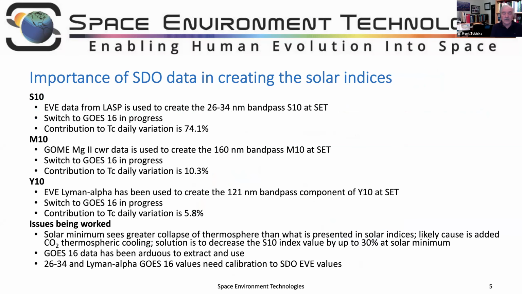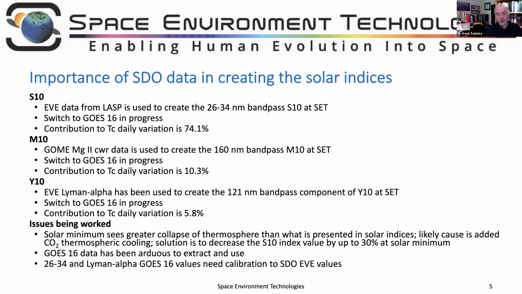So let's see. In these data indices, what we do is we use the EVE data from 26 to 34 nanometer bandpass. We create the S10 index out of that. There's an algorithm that we've published for a number of years on that. We're switching over to using the GOES 16 right now. We already have downloaded it, but we're still doing some calibration issues.